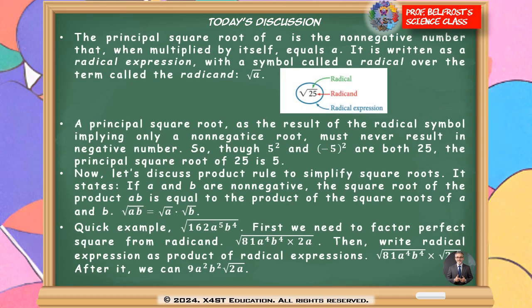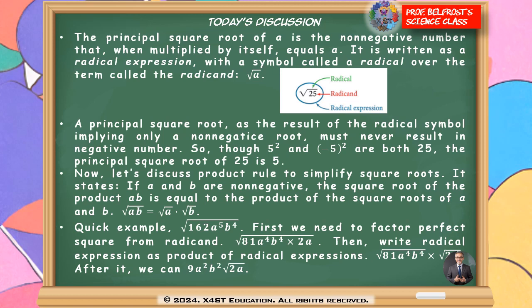So the principal square root of a is the non-negative number that when multiplied by itself equals a. It is written as a radical expression, with a symbol called a radical over the term called the radicand, which is square root of a. If you are applying a square root, a principal square root, as a result of the radical symbol implying only a non-negative root, it must never result in a negative number. Though maybe both results are valid, for a principal square root, this is a positive number.